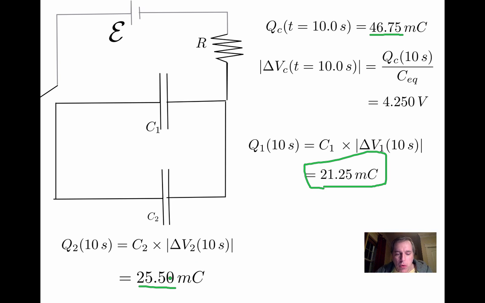By the way, here I wrote the values with 4 sig figs just to show that everything works perfectly, but of course we should round off to 3 sig figs for our final answer. So the final answer should be 21.3 millicoulomb on C1 at 10 seconds. So we've seen this is an example of a circuit where we had to combine capacitors before we could use the formula for the equivalent circuit of a charging RC circuit.